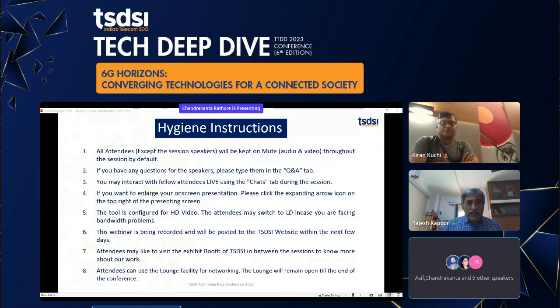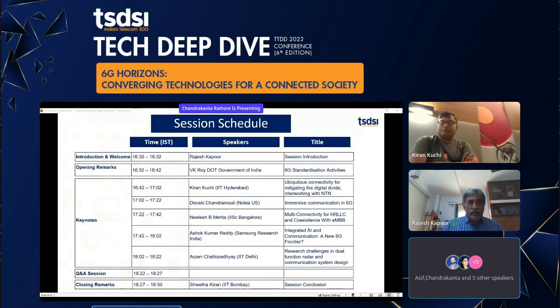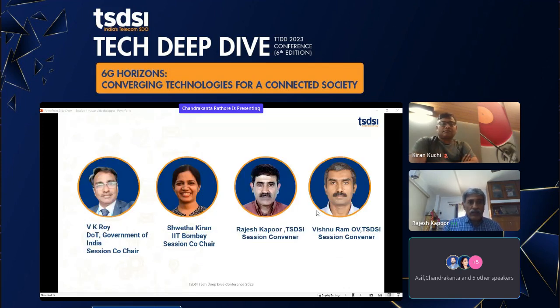The schedule will be that there are going to be 7 speakers, including the co-chairs. And these eminent speakers will be speaking on all the subjects of 6G standardization and research challenges which are there while getting on with the 6G activities. The co-chairs for this session are Mr. V.K. Roy, the DDG, DOT, and Shweta Kiran from IIT Bombay.